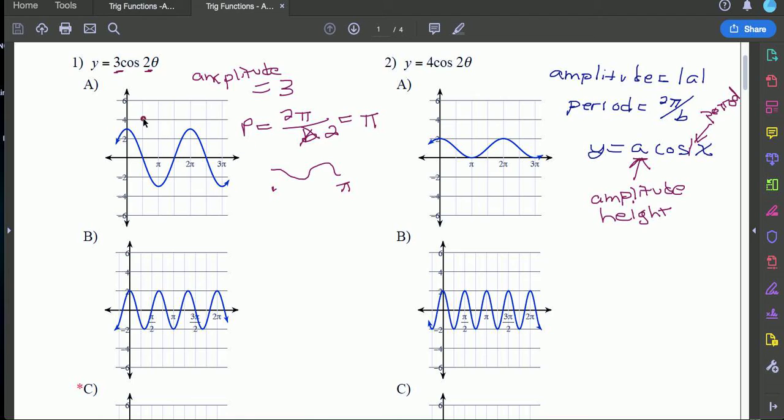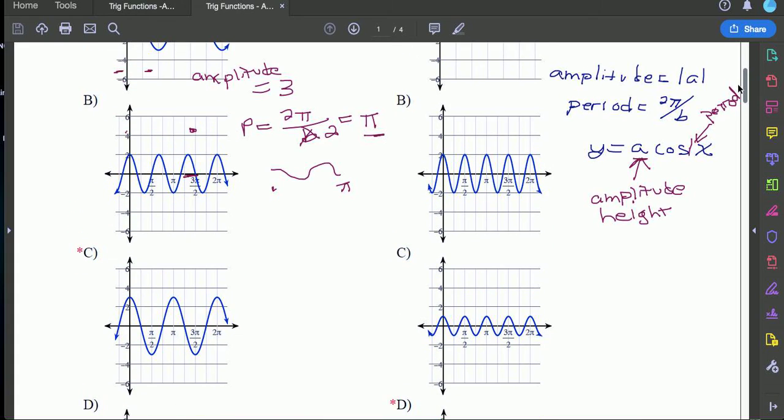So let's see if we can figure out what graph we need to choose. Starting with A, that meets my amplitude of 3. Does it go to -3? Yes, so this is a good possibility. Let's look for the period. The period needs to be pi. The period means the time it cycles, so down and back up. Well, here it is. That is not pi, that's 2 pi. So let's move on and check some other ones.